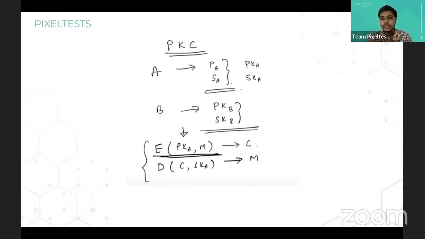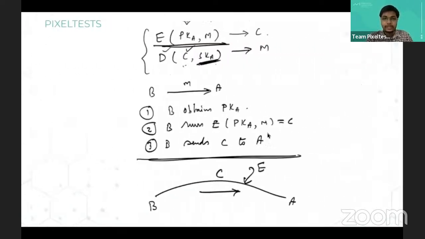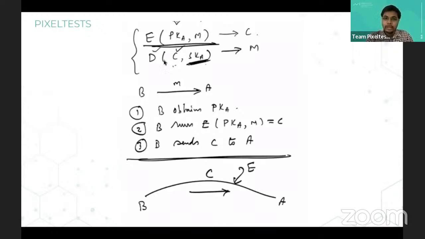You use that and use the encryption function to generate a ciphertext. Now you use the ciphertext to later on decrypt and get your message back, right? So this is how your two keys get involved, the public key and the secret key. So basically, if B is sending a message to A, B will obtain the public key of A, and then he will run the encryption algorithm. He'll generate C, and then B sends C to A, right?